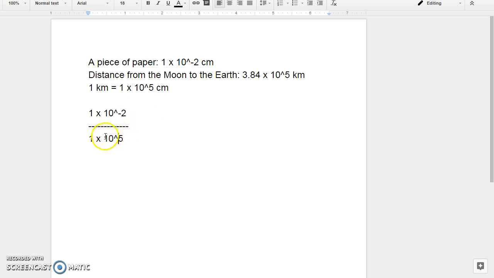Like the previous one, we keep the base the same. We bring this up and change the sign to minus 5. Keep the base the same. Minus 2 and minus 5 is negative 7. 1 divided by 1 is 1. So this is the answer: 1 multiplied by 10 to the power negative 7 kilometer.